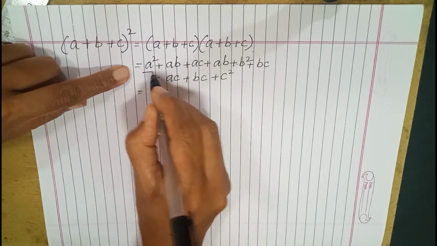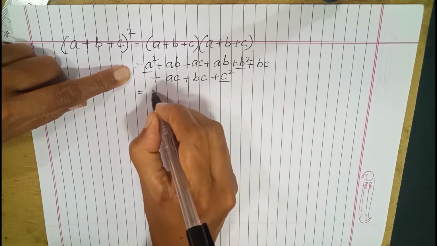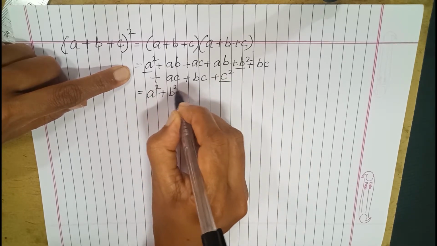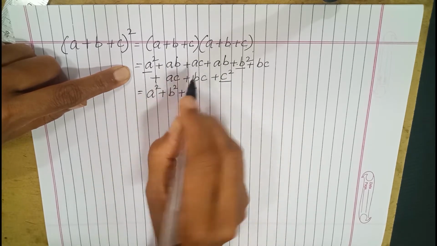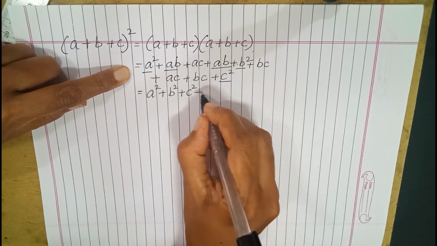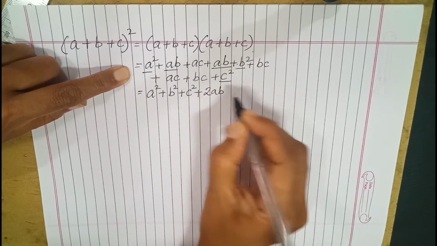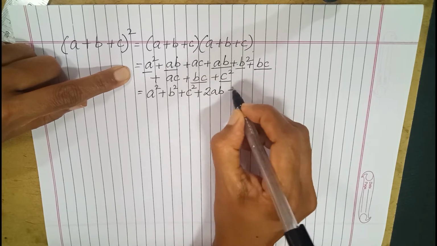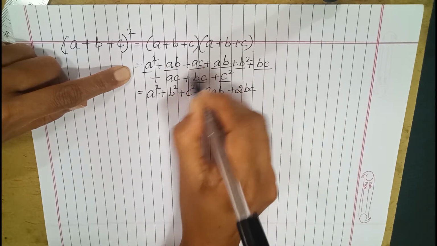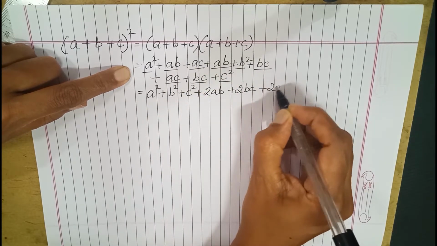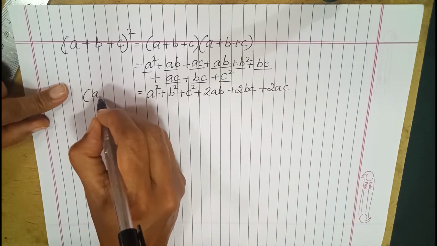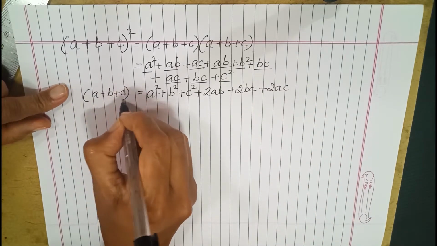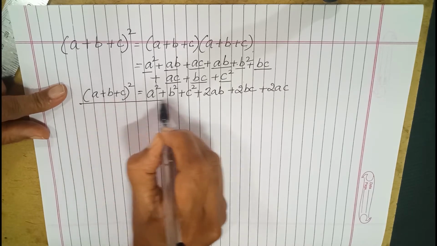So now what we do is we take these terms a square, b square and c square first. So we get a square plus b square plus c square. Now you can see ab is twice, so we get 2ab. Then bc is also twice, so we get 2bc, and ac is twice, so we get 2ac. So this becomes our formula for the expansion of (a + b + c) the whole square.